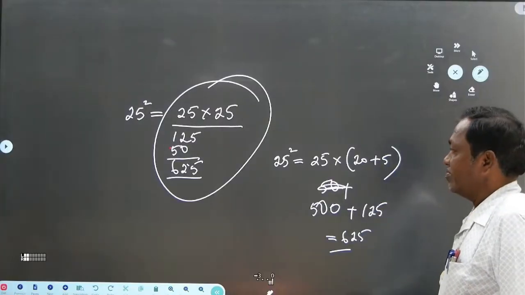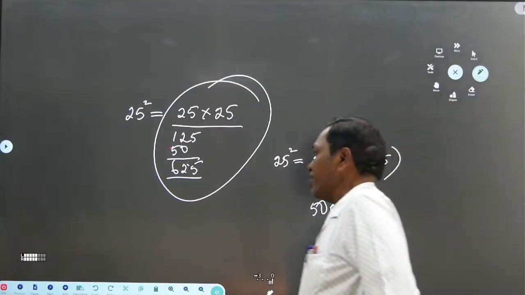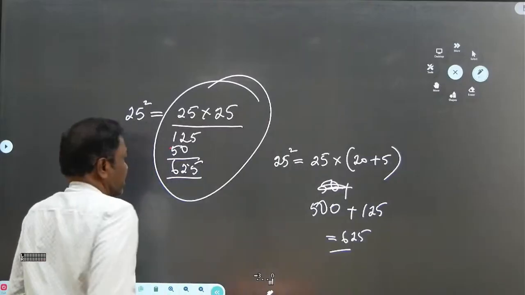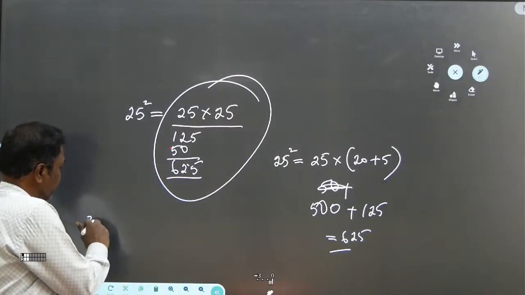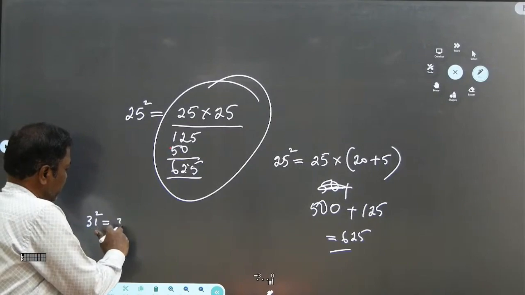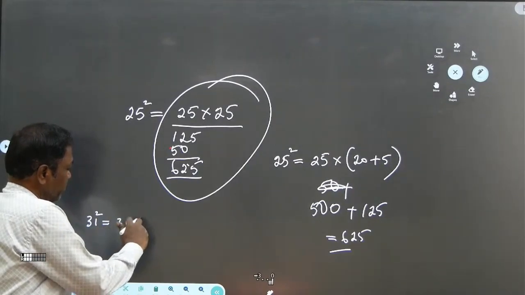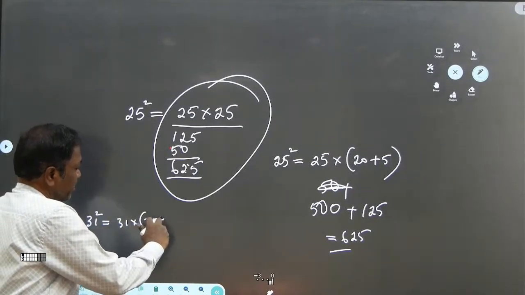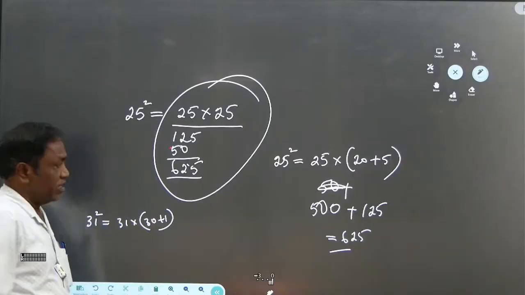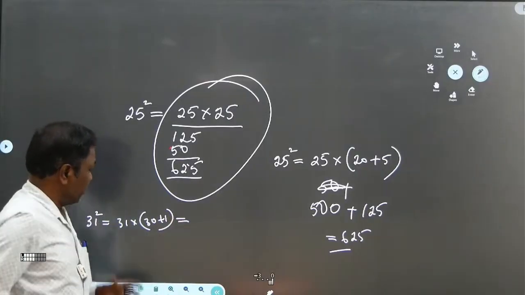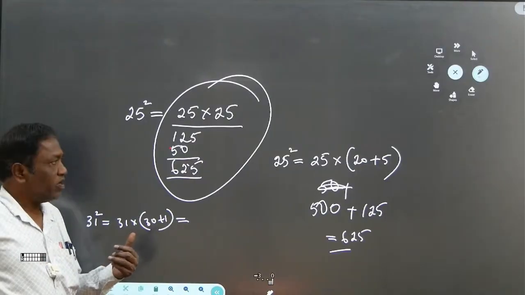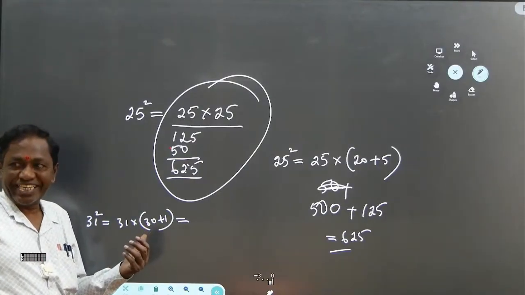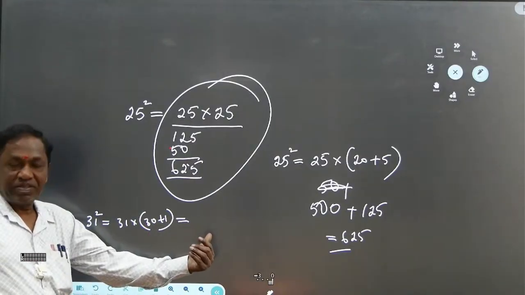This is the one. And take another number of our choice like that. So 31 whole square, 31 into 30 plus 1 whole square. In one line, how can we finish it? Because in the exam hall you don't get sufficient space there. One line you can finish it out.